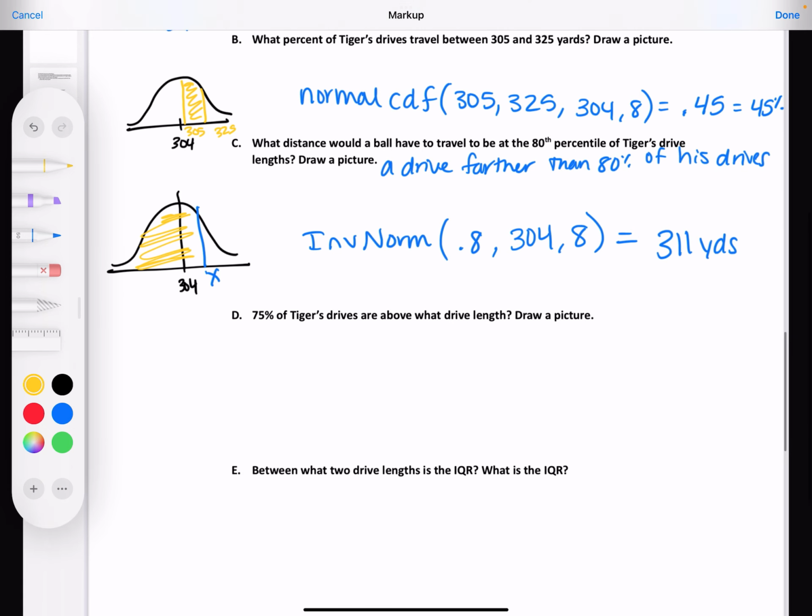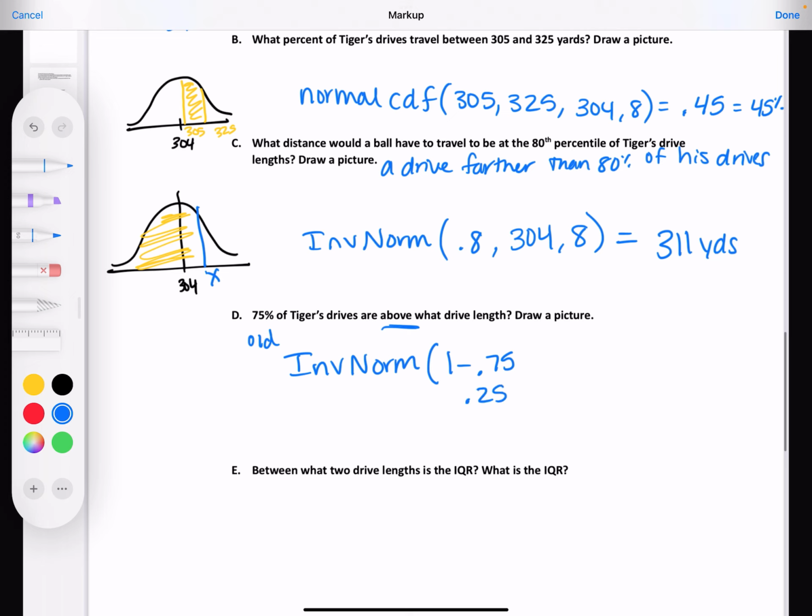Okay. So then 75% of Tiger's drives are above what drive length? So this one, okay, this is where Joel, yours is going to be different. So Ethan, for the calculator that you're using, we have to do INV norm. You're both doing INV norm, but for the old calculator, you have to do basically 1 minus 0.75 because we want above. So in here you're doing 1 minus 0.75 or 0.25.